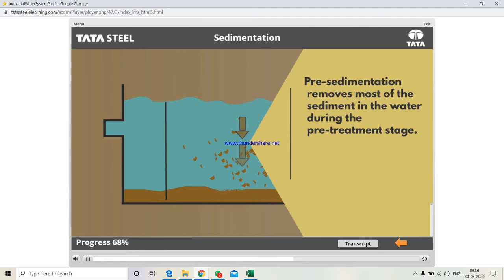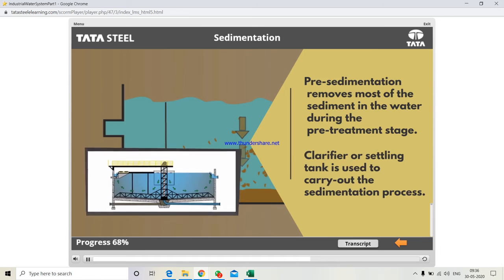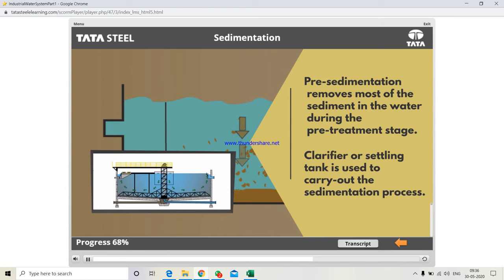In addition, pre-sedimentation basins are useful because raw water entering the plant from a reservoir is usually more uniform in quality than water entering the plant without such a holding basin. A clarifier or settling tank is used to carry out the sedimentation process. Let us see what the types of basins are.